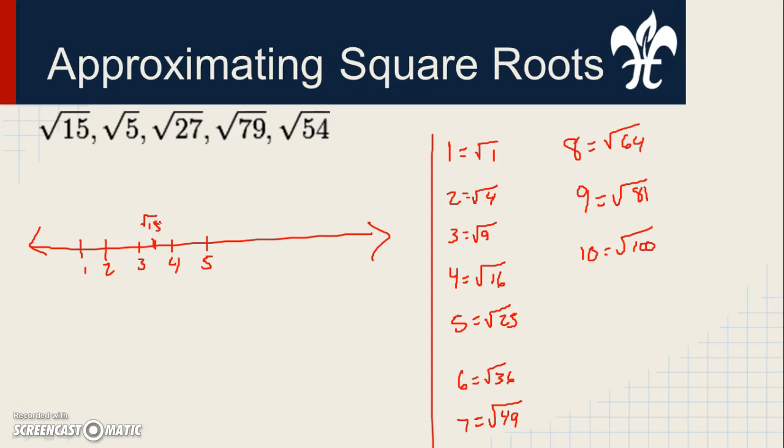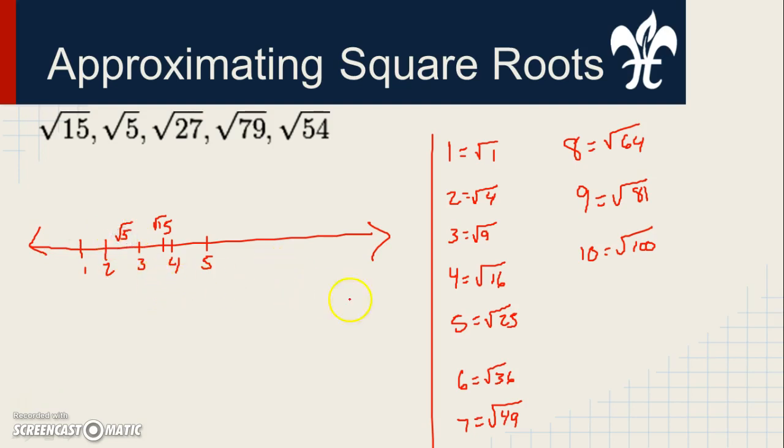And it's probably actually closer to 4 because square root of 16 is 4. So probably around here somewhere. The exact location is not important, just that we know that it's between those two integers. Square root of 5 is between 4 and 9. So it's between 2 and 3. So somewhere in here is the square root of 5.